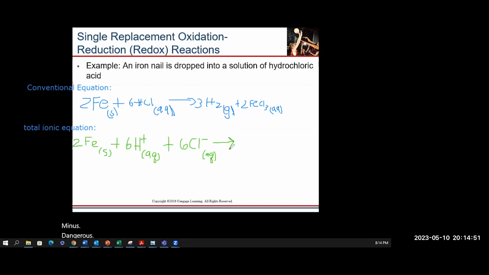Okay. Then it'll be 3H2 gas. That's right, because we're not going to separate them. Two H2 gas. Good job.